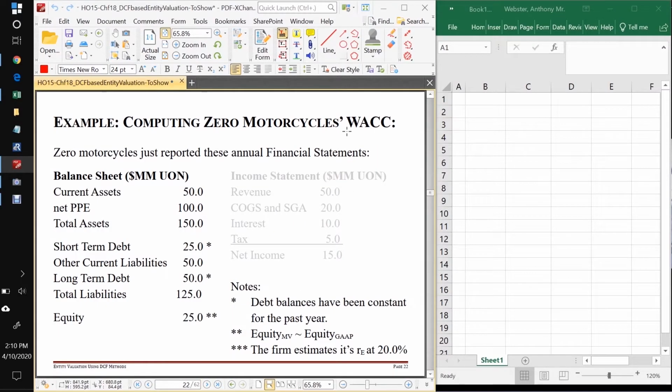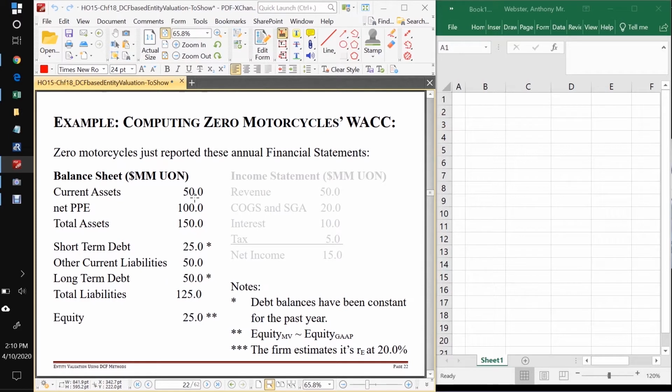Let's jump right into an example. Let's compute the weighted average cost of capital for Zero Motorcycles. Let's say Zero just reported a balance sheet and an income statement, which I'll get to in a minute. But let's look at the balance sheet first. These are in millions.